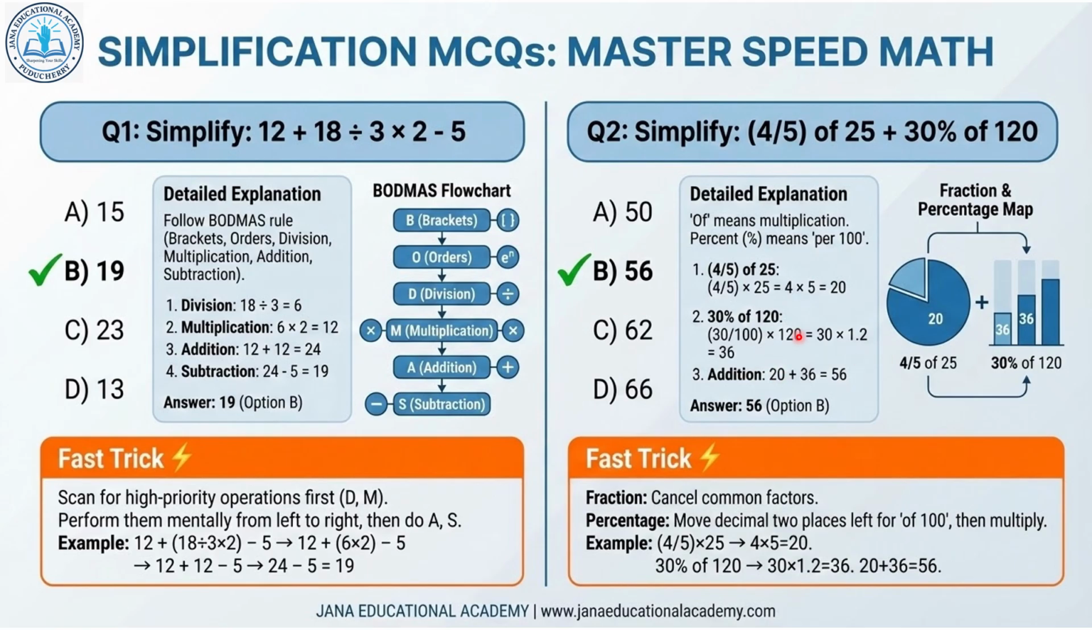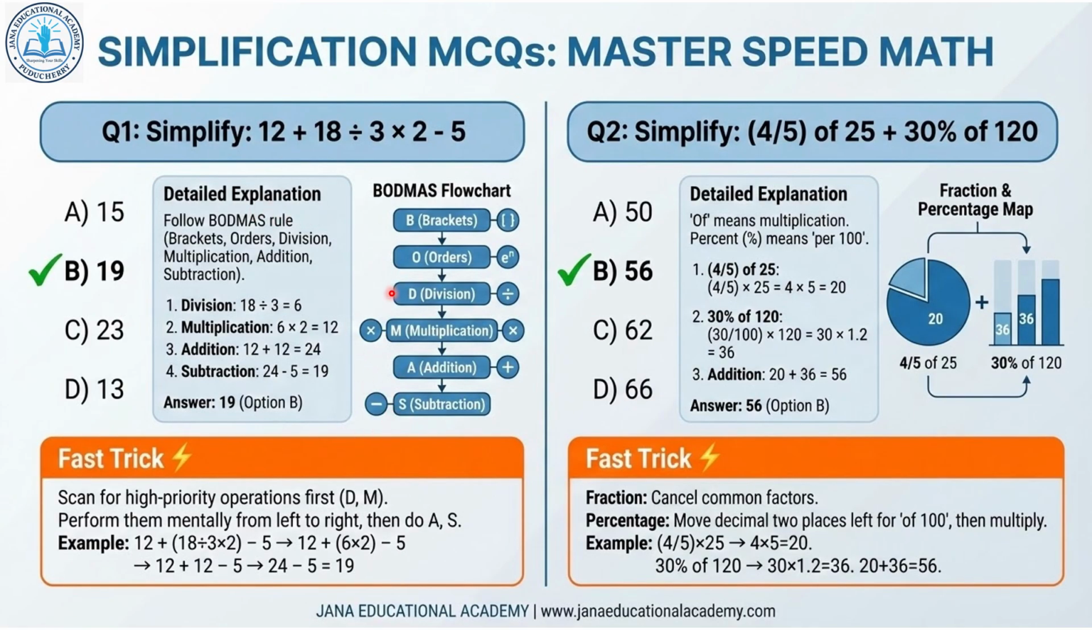Okay, next one is the simplification. Whenever there is a simplification, we can use the BODMAS rule. 12 plus 18 divided by 3 into 2 minus 5, right? BODMAS is nothing but bracket, order, division, multiplication, addition, subtraction. You have to do one by one. First you have to check whether the expression has a bracket or not, then orders, then divisions, then multiplications, then addition, and then subtraction.